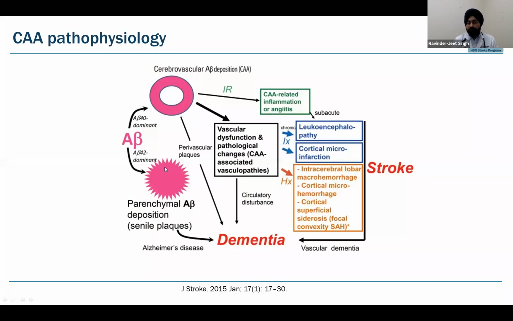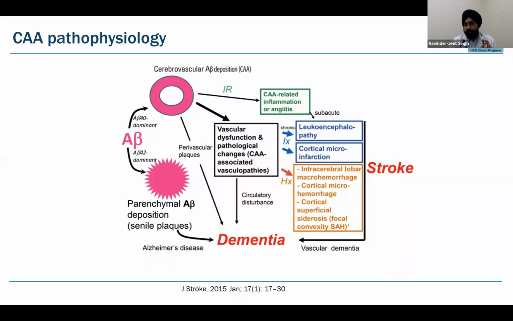So if there's a lot of A beta 40, it goes into the vessel wall. And if there is more of A beta 42, it goes into the brain parenchyma itself, so among the cells. And A beta 42 then starts accumulating around the neurons and leading to what we call plaques. And this induces subsequent changes intracellularly, which leads to tangles or neurofibrillary tangles, which are nothing but phosphorylated tau. And so these changes in the parenchyma then subsequently lead to further neurodegeneration, and it goes to Alzheimer's dementia.